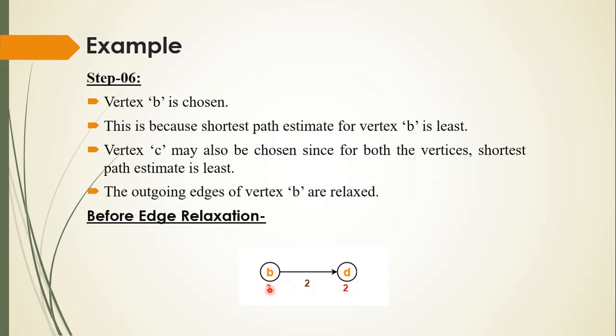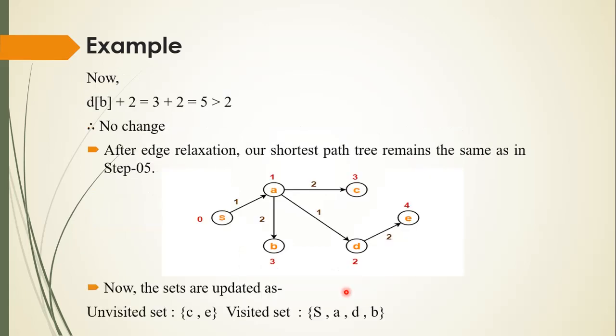Now we are calculating 3 plus 2. 3 plus 2 is equal to 5, and 5 is greater than 2, so our condition is false over here. So no change, as it is. After edge relaxation our shortest path tree remains the same, as no change is performed. Now the updated set is S, A, D and B, and our remaining vertices are C and E.